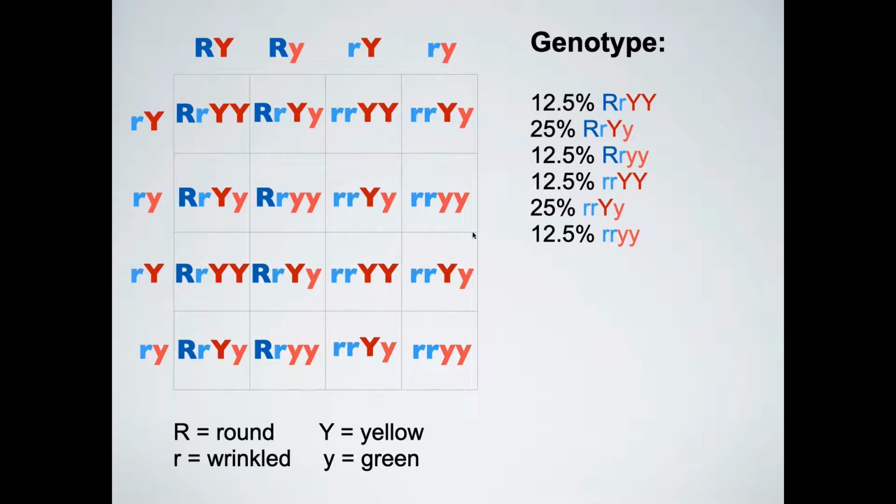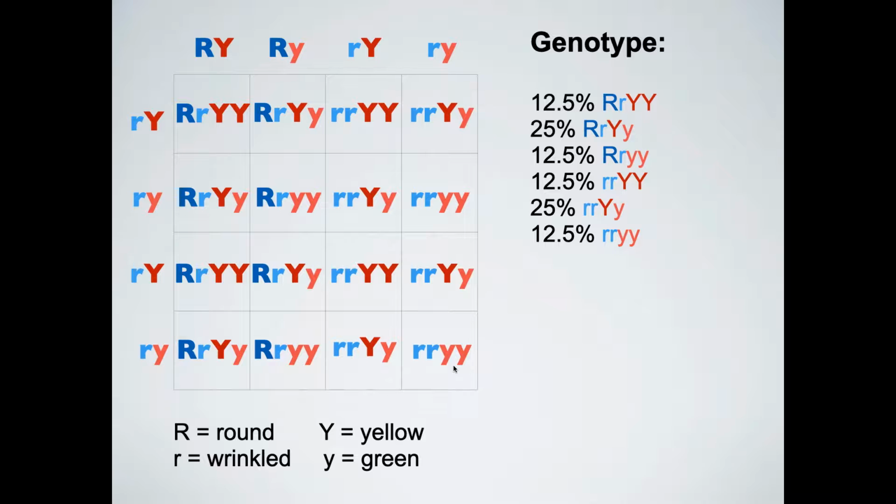For lowercase r, capital Y, we have one here and one here. That's 12.5%. Again, this one's a lot more common, so we have 4 examples of that. And then to have doubly recessive, homozygous recessive ones, we only have 2 out of 16, which is 12.5%. So you want to be very careful counting so that you don't accidentally make a mistake. That's one of the easiest things to do when you're doing a dihybrid cross.